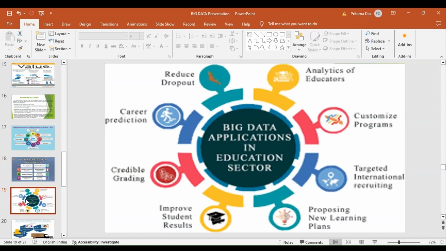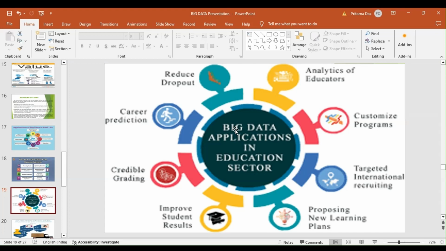So next one is how big data application works in the education sector. Here we can see big data plays a very crucial role in the education sector, like analytics of educators, customized programs, targeted international recruiting, then career prediction, reduced dropout, and many things.